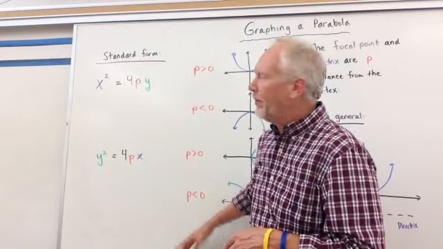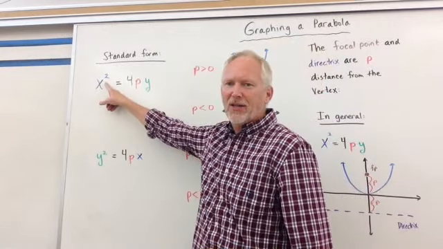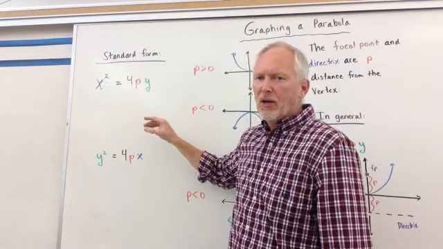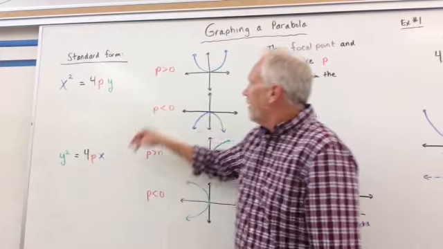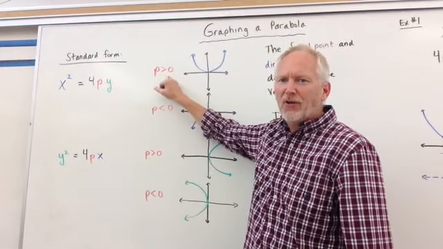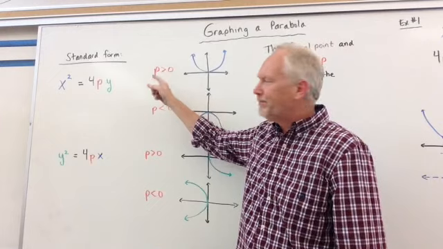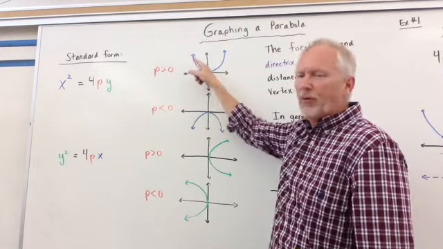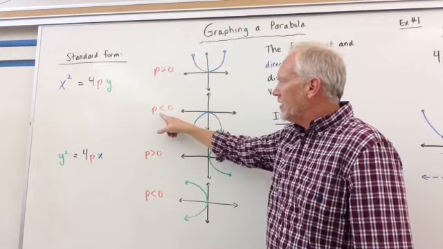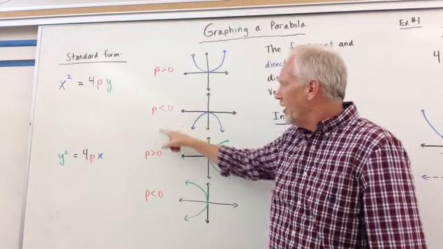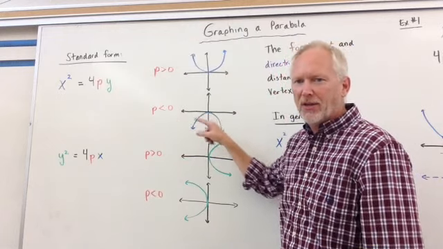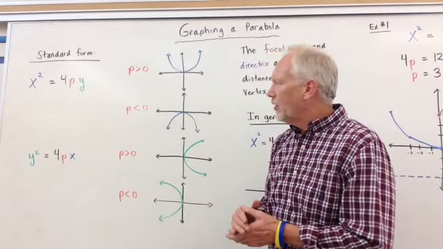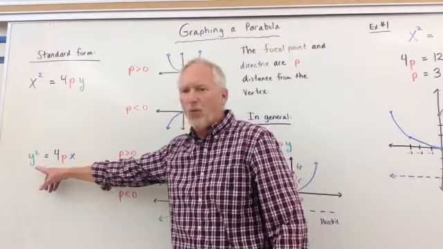So we have standard form. One is if x squared equals 4py, then what we'll notice is that if p is greater than 0, we'll talk about what p stands for in a minute, but if p is positive, then we get a normal parabola that we've been drawing for a while, and if p is less than 0, or negative, then we get a down-facing parabola like this in the negative sense, and we've been seeing that for a while.